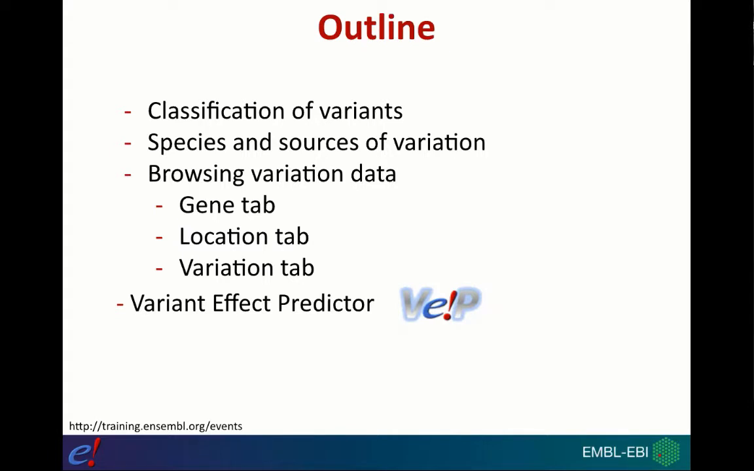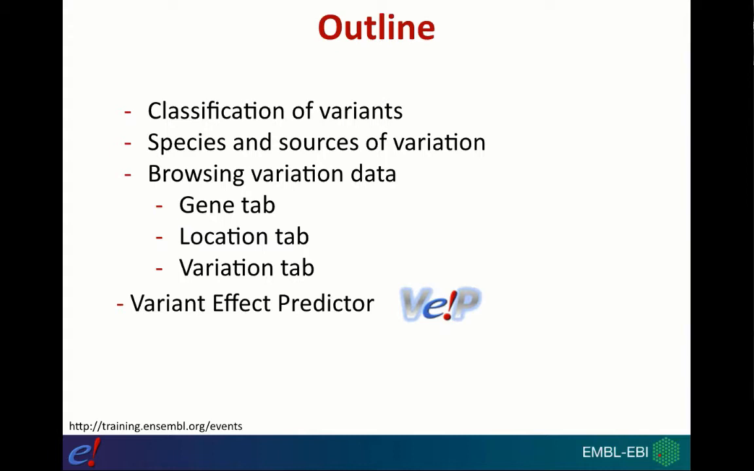There's a number of public databases. And then we're going to think about exploring the variation data through the Ensembl genome browser. So we're going to be looking at getting variation data through the Gene tab, through the Location tab, which we've both seen before, and then also through the Variant tab, a new place that we are going to explore today. And then finally, we're going to be looking at the Variant Effect Predictor, which is a tool that we have in Ensembl that allows you to begin analyzing your own variation data sets.